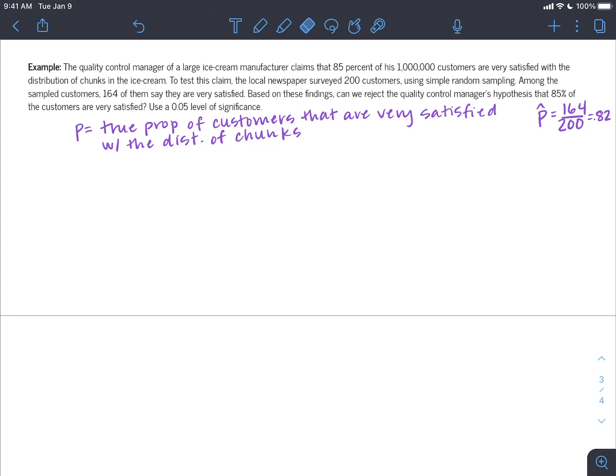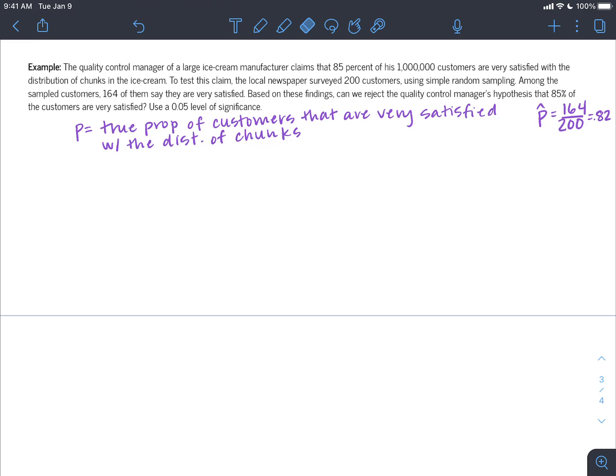All right, here we go for another example of a one proportion z-test. In this case, we're talking about a quality control manager of an ice cream manufacturer that claims that 85% of his 1 million customers are very satisfied with the distribution of chunks in the ice cream. I'm guessing that's like chunks of cookies, maybe? I don't know. To test this claim, the local newspaper decided to survey 200 customers using the SRS. Among those that they sampled, 164 were very satisfied.